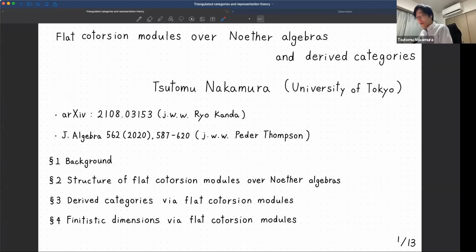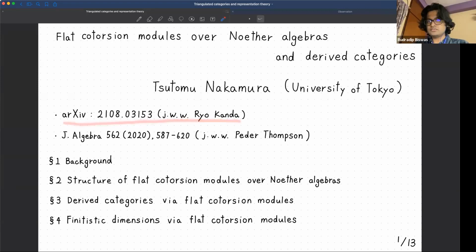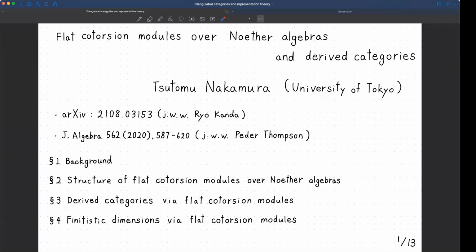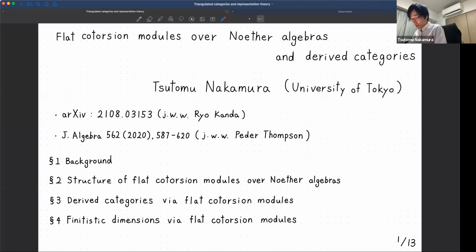Okay, let me start my talk. My talk is based on recent joint work with Ryo Kanda. And also, the second part of my talk is based on the published paper with Peder Thompson, where we studied flat cotorsion complexes, and especially complexes of flat cotorsion modules.